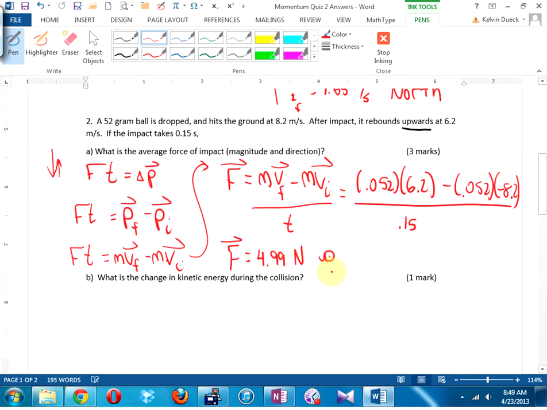4.99 newtons up. Or if you said 5 newtons up, 5.0, I'd be okay with that if you went to 2 sig figs, because technically I should go to 2 sig figs. Is that okay? 3 marks for that. In terms of part marks, I'd probably do a half mark for the 4.99, a half mark for the direction, and then a half mark for each of these steps, and I'd probably give you a half mark for cluing in that it was impulse. Something like that.